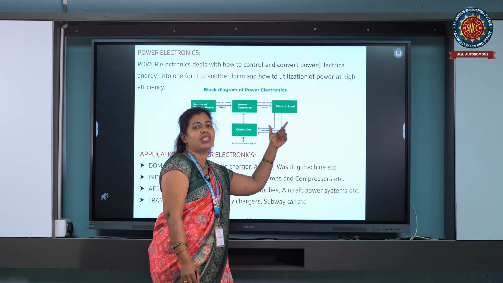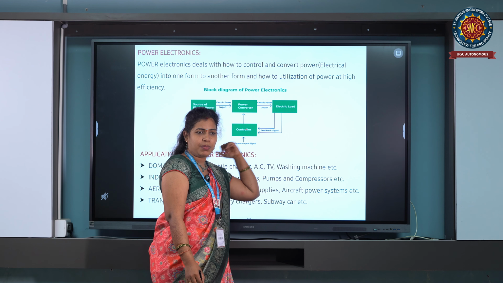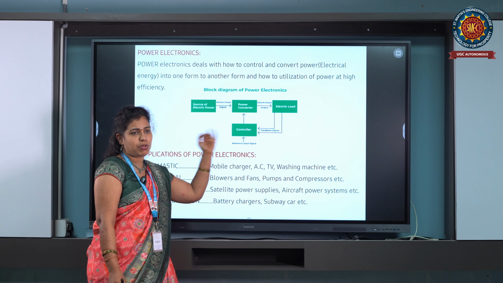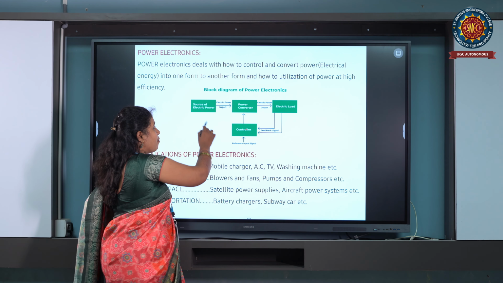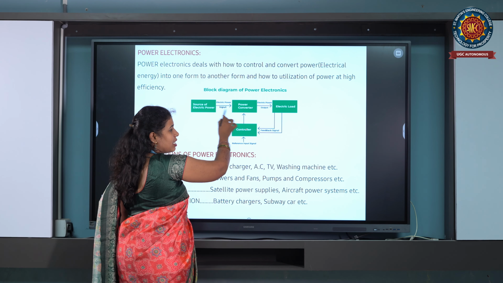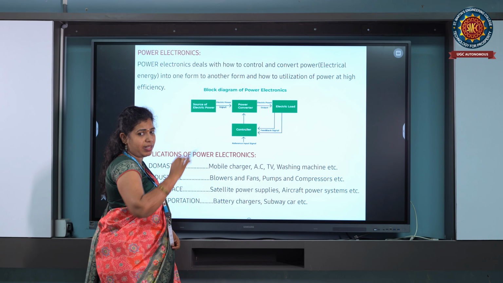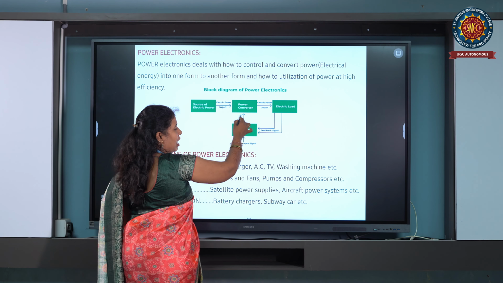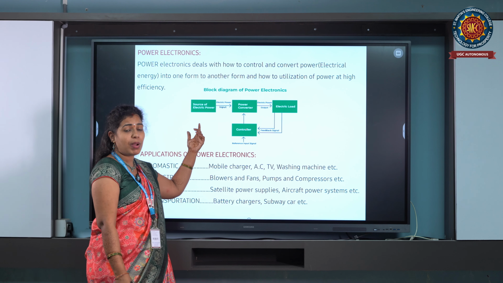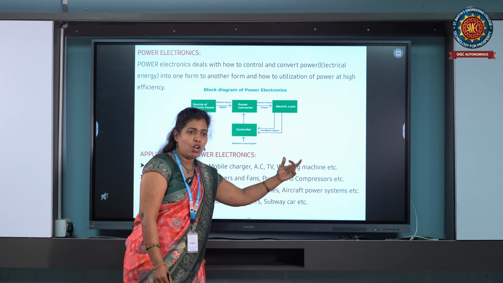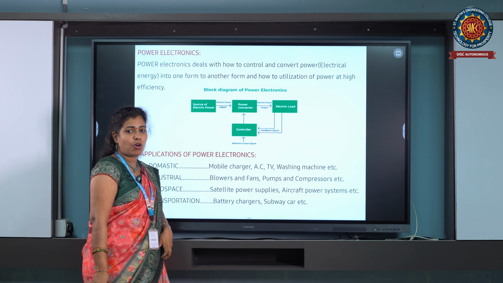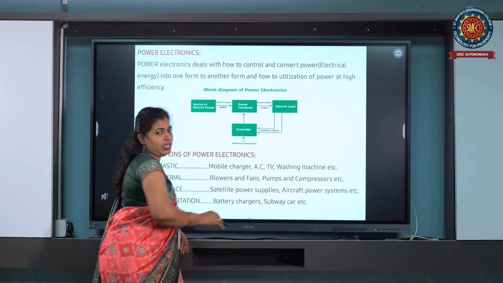Then there is the electric load that we are going to drive. There are different types of loads: resistive load, inductive load and capacitive load. When we give power to the electric load, we have to transmit that power from one form to another form by using power converters. By using the power converters, we transmit the power from the energy source to the load. So now we are going to discuss these power converters. Our main topic is the power converters only.